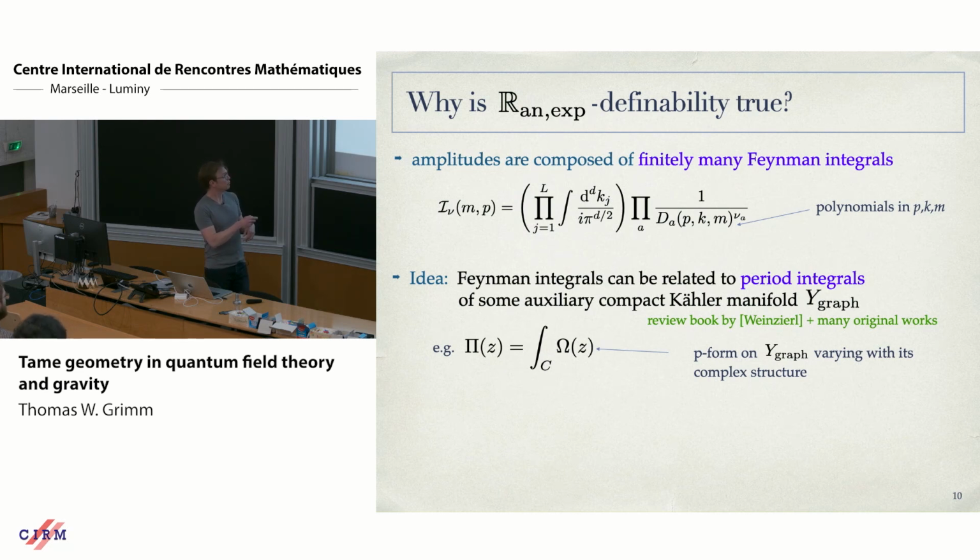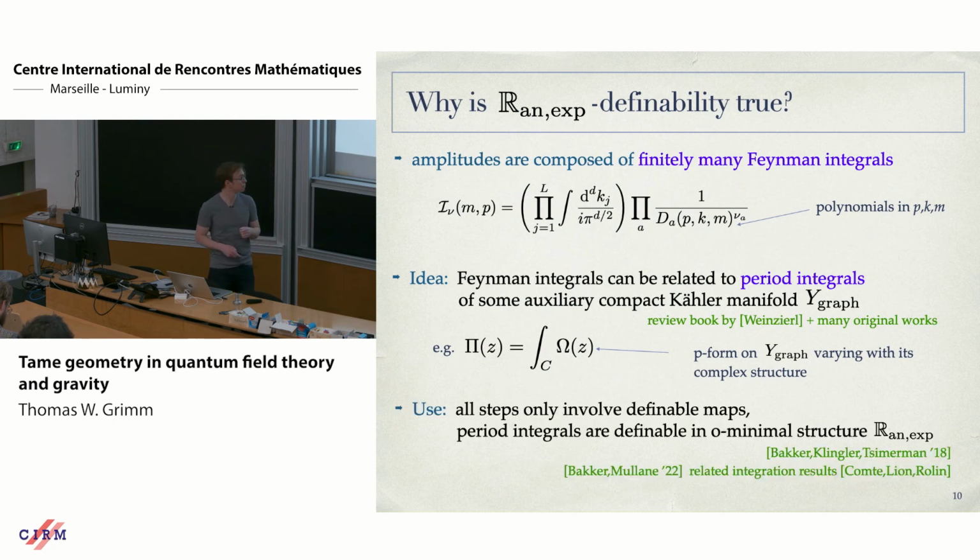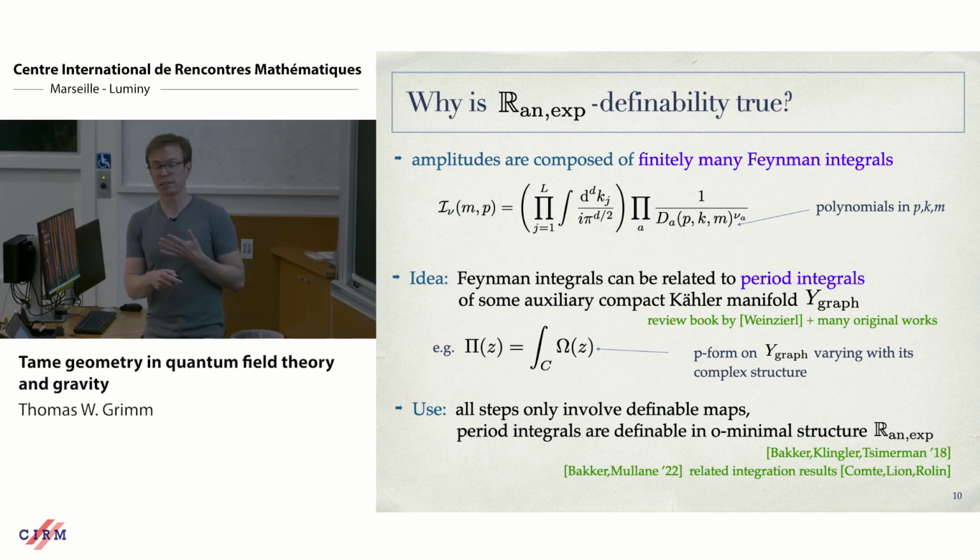And then one can compute on this geometry a period, so really an integral over a cycle of a p-form on this space. And this period maps to this amplitude. It really gives the amplitude if you restrict it to some appropriate slice, a real slice. Okay? And then what one uses is that all steps involved in this construction are definable maps.